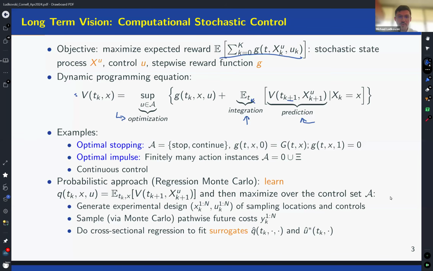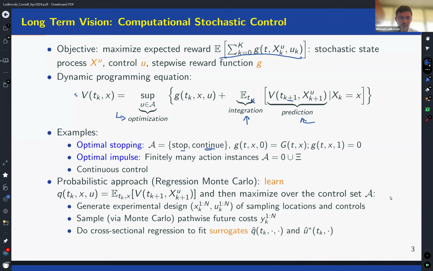Specific examples, for example, optimal stopping, can be recast in this equation by saying that my action space only consists of 2 choices: either I stop, which gets coded as 0, or I continue, which gets coded as 1. And then in this case, I have a payoff function, capital G, and if I continue, I get nothing, and I just have to wait.